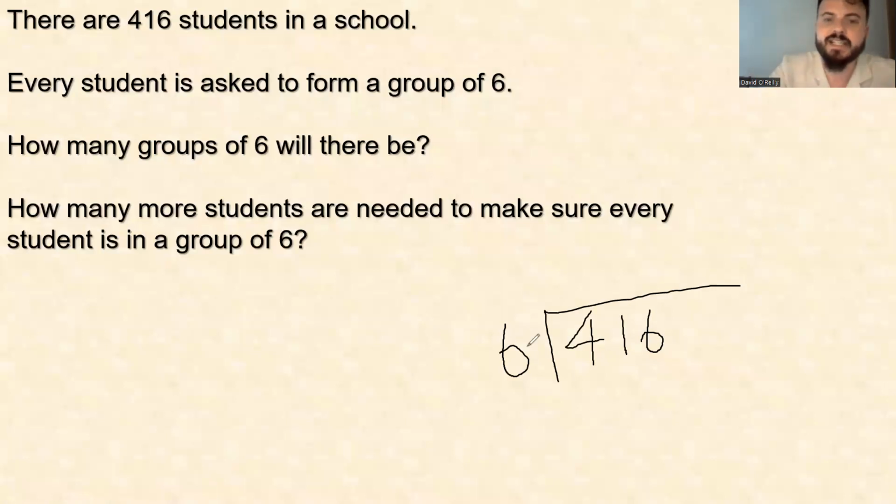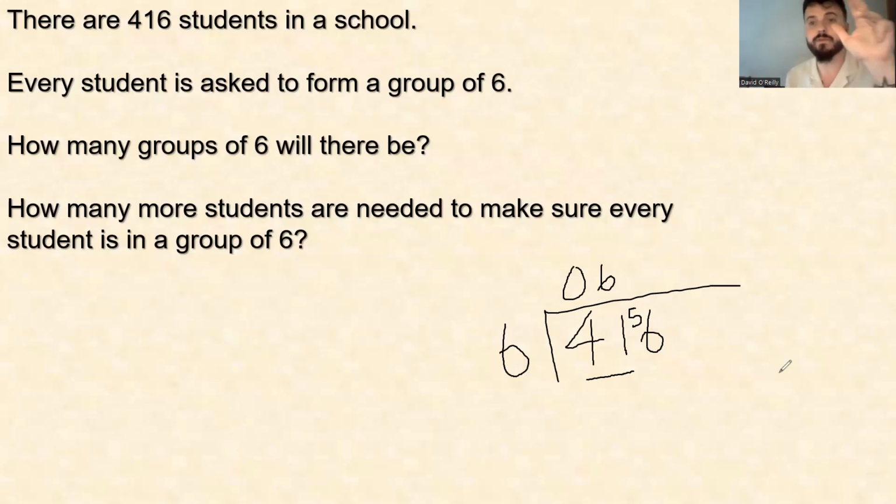Okay, so 6 into 4 doesn't go. That 4 goes in front of the next number, so it just becomes 41. 6 into 41: 6, 12, 18, 24, 30, 36. We've got to stop there, otherwise we're going to go above 41. So it goes in 6 times, but we landed on 36. So I've got a remainder of 5 because I needed 41. That 5 remainder goes in front of the next number. So we've got 56. Now we do 6 into 56.